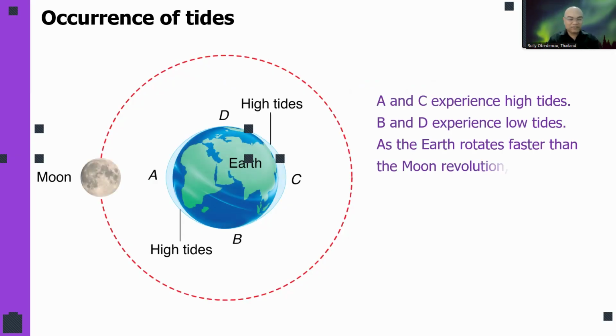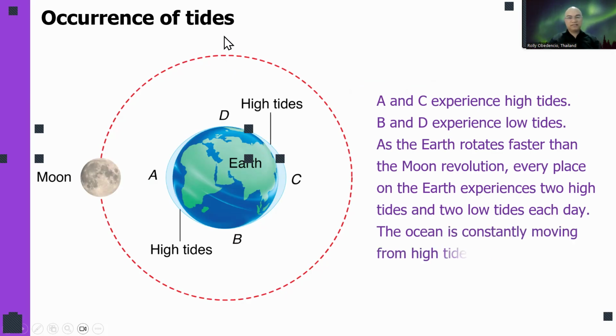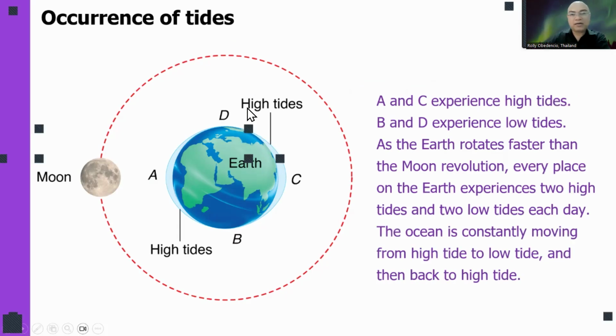Look at this figure about the occurrence of the tides. They are marked here, high tides, and this is high tide also. All right. Look at that, A, B, C, D. So we have the moon here. Why do you think is high tide here? This part. Look at it, it's not so clear, right? Can you see the high tide, the drawing here? Later on, this is a better one. A and C experience high tides. B and D experience low tides.